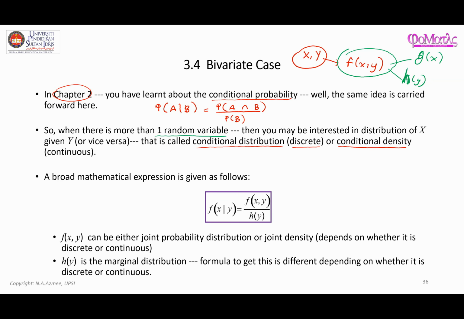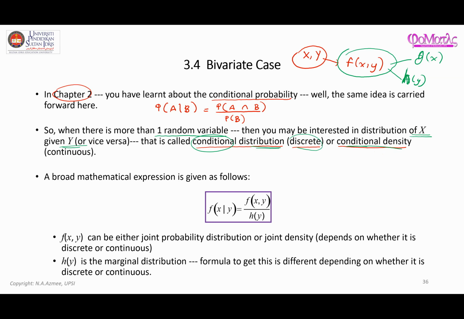It is also natural that when you have more than one random variable, you may be interested in the distribution of x given y or vice versa. Either x given y or y given x, and those are called the conditional distribution if it is a discrete case, or the conditional density if you talk about the continuous case.